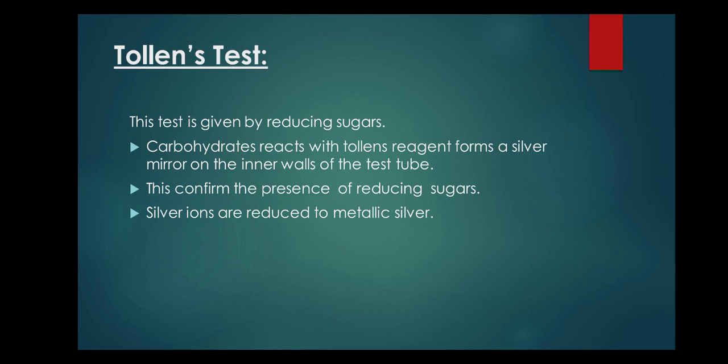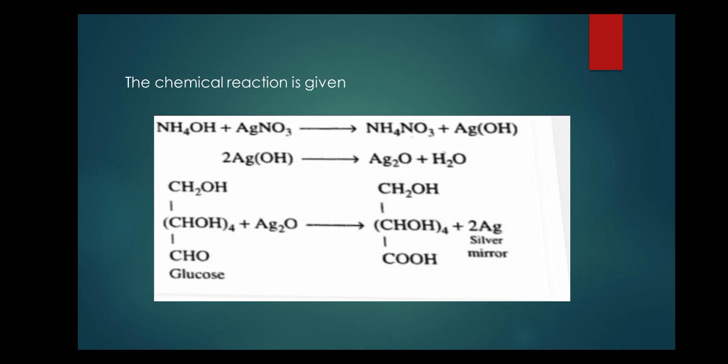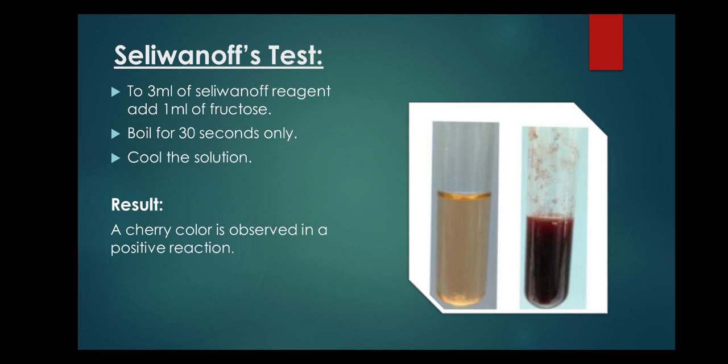Tollen test. This test is given by reducing sugar. Carbohydrates react with Tollen reagent to form a silver mirror on the inner wall of the test tube. Tollen test is also known as the silver mirror test. The formation of a silver mirror on the inner wall of the test tube indicates or confirms the presence of reducing sugar. Silver ions are reduced to metallic silver. These are the chemical reactions which occur during the Tollen test.